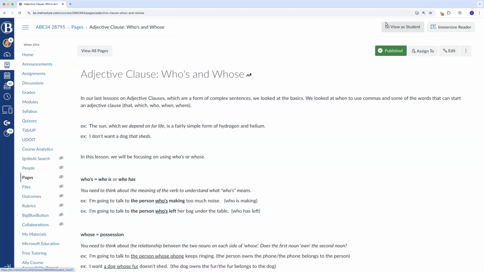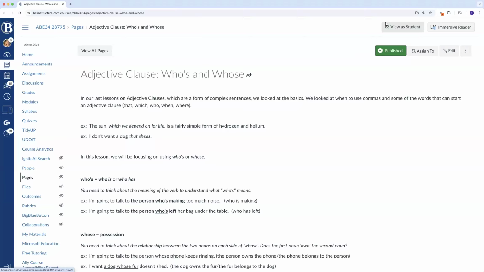I don't want a dog that sheds. If we stopped with, I don't want a dog, well, that's just not true. I want a dog, but I don't want a dog that sheds. That sheds is the adjective clause, and it's necessary to define what kind of dog we want, so no comma.